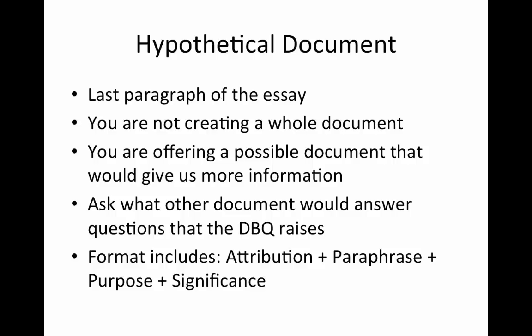You're trying to tell us that a historian would look at this other source in order to try to figure out an answer to a question. Here's what you do. You ask what other document would answer questions that the DBQ raises. Format is going to be really similar to point of view. Attribution, okay, what would be the social status of this author? Now this time there's a little bit of something different than point of view. You're going to paraphrase what the argument would say. You're not going to write out the argument, you're going to paraphrase it. The purpose and the significance. And you can do this in an entire paragraph at the end of the essay.